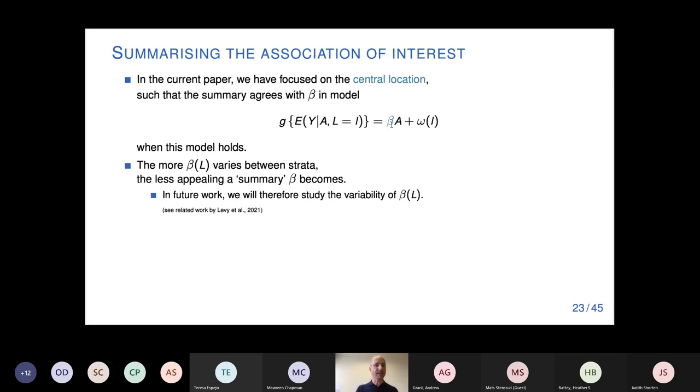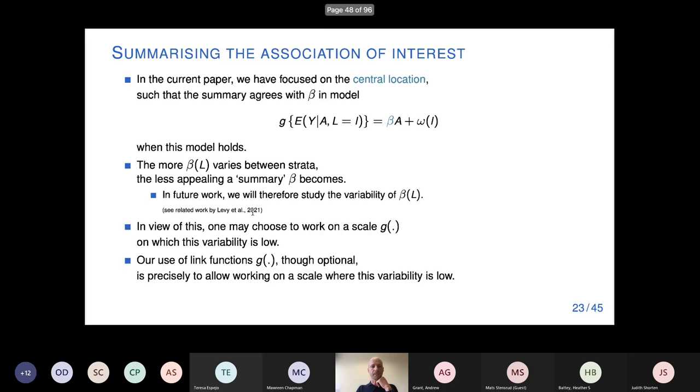Obviously, the more beta L varies between strata, the less appealing such a summary becomes. And so in future work, we plan to look more into the variability of beta L between strata. There's some related work by Levy and others who look at variability in the average treatment effects. So in view of this, one may want to work on a scale on which that variability is low. This is partly why we allow for the use of link functions in the framework, even though strictly speaking, since the model is allowed to be misspecified, we don't necessarily need to work with link functions.